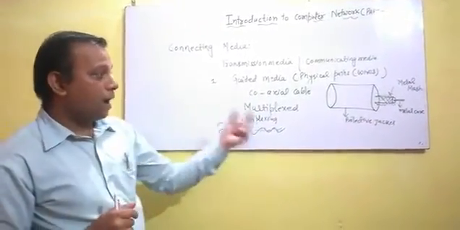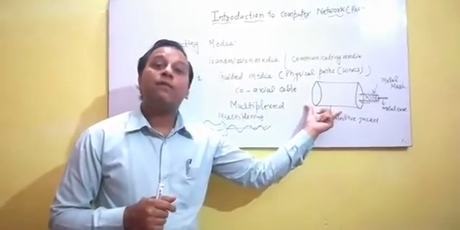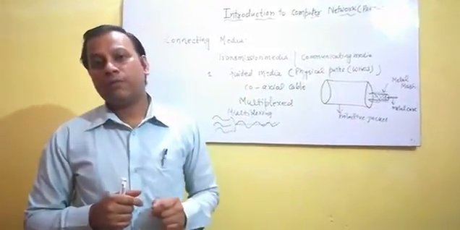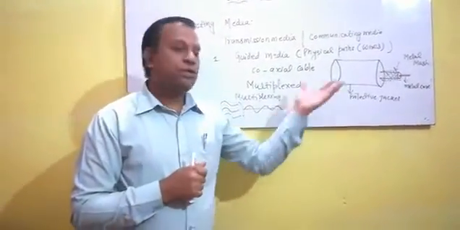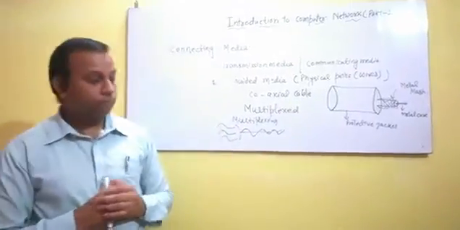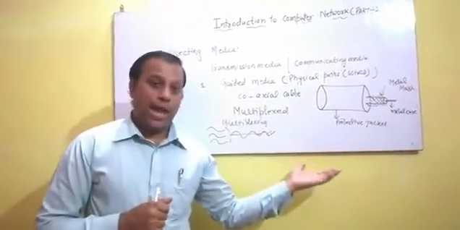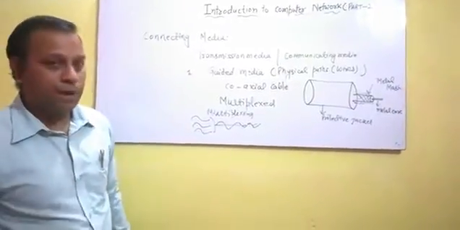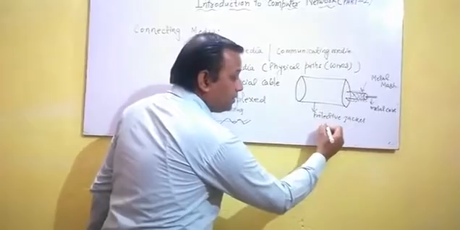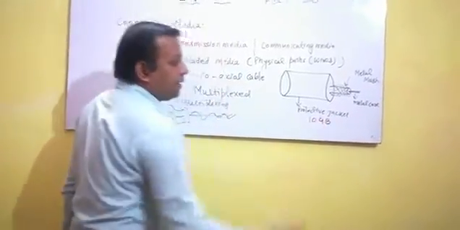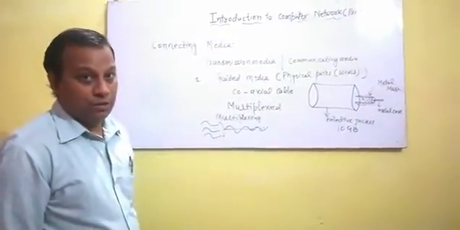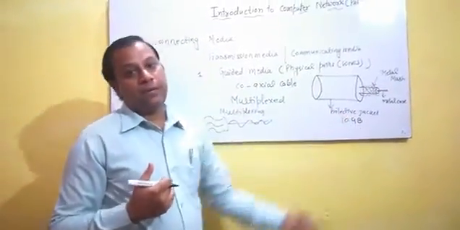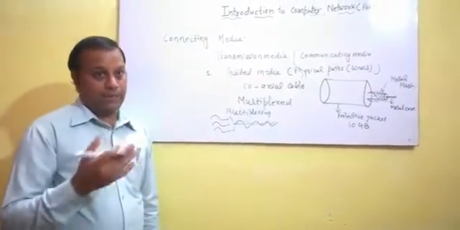Its disadvantages are that it is never compatible with twisted pair cable. If we are using a twisted pair cable, we cannot connect it with this. Second, it is costly as compared to twisted pair cable. Now, one more advantage that I skipped, I will tell you. It can send a maximum of 10 GB of data per second, with or without conditioning.